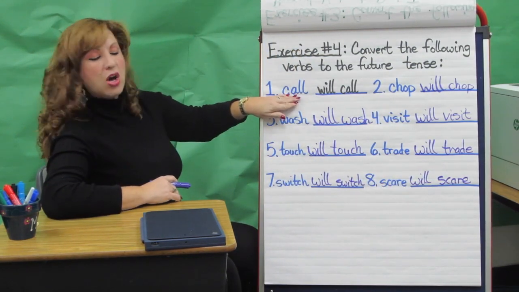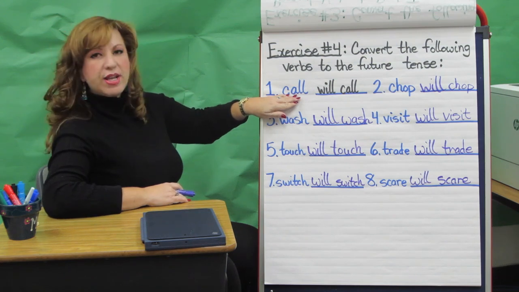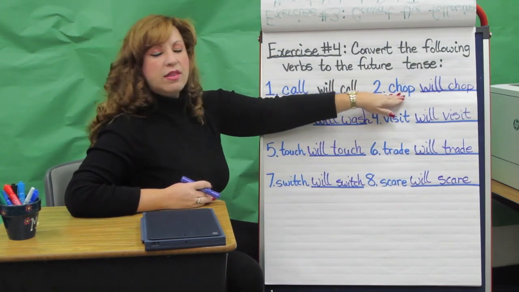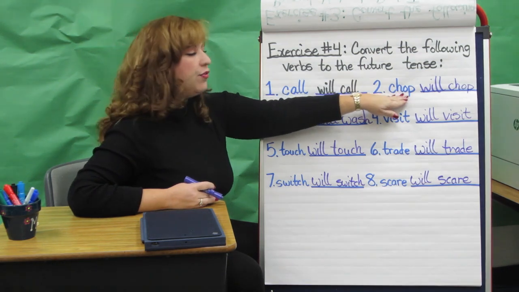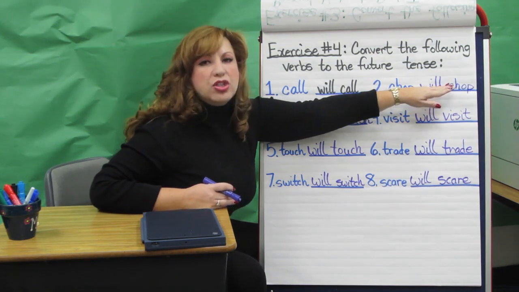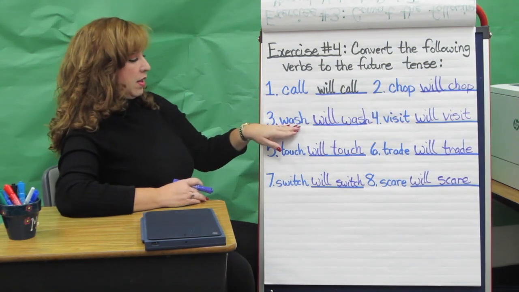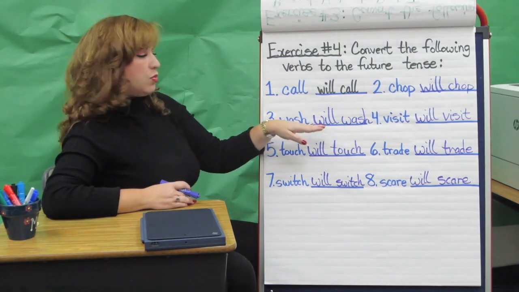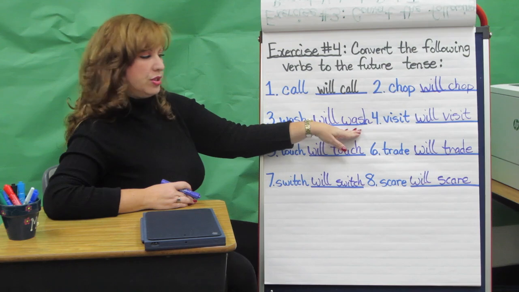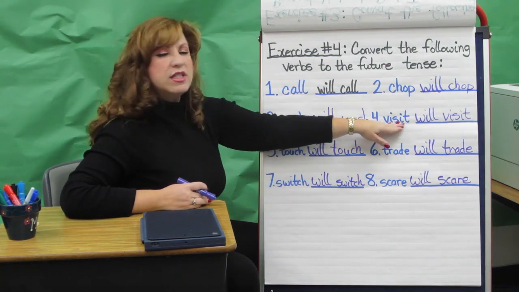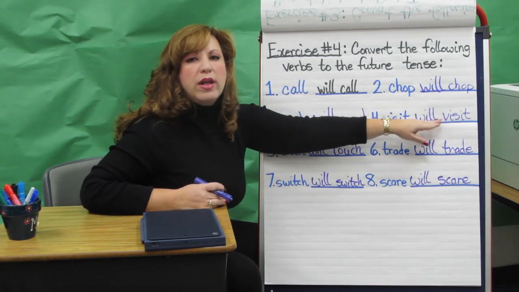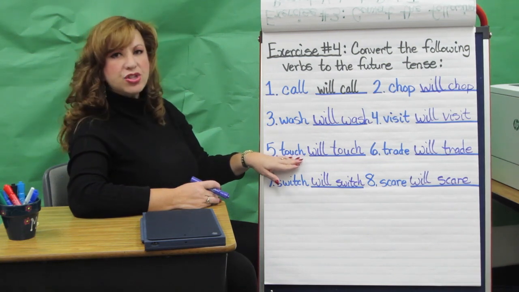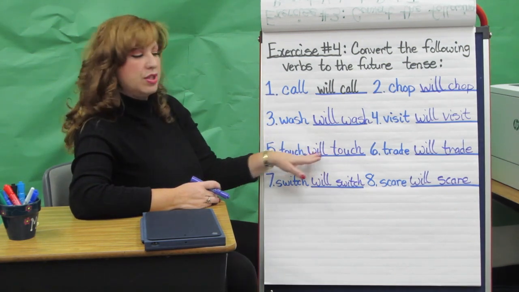The word is call. The future tense is will call. The verb is chop. The future tense is will chop. Number 3 is wash. The future tense will be will wash. Number 4 is visit. Will visit. Number 5 is touch. Will touch.